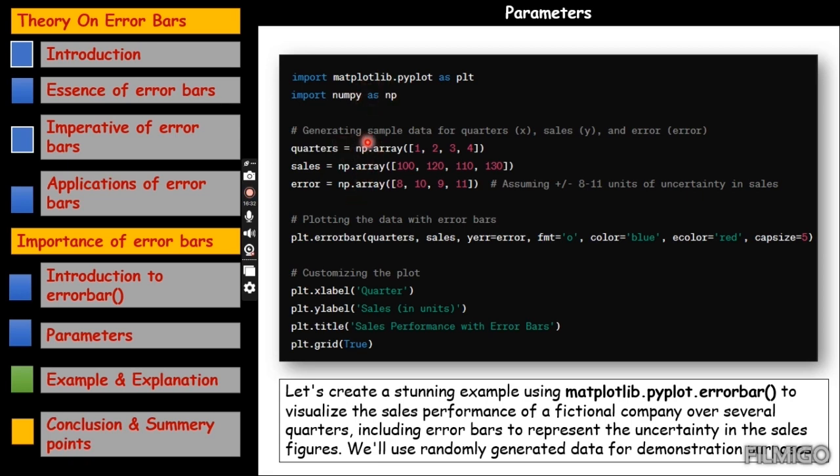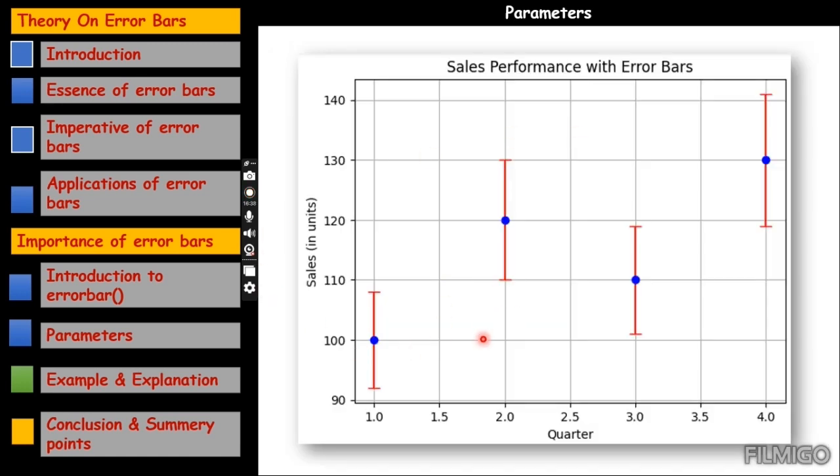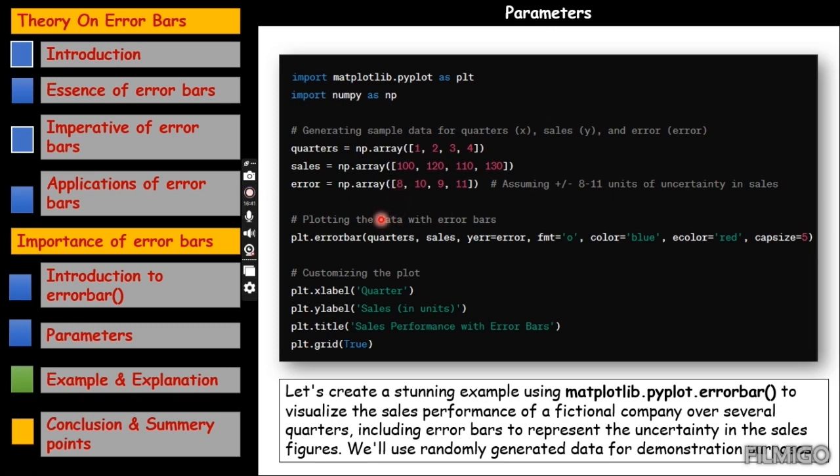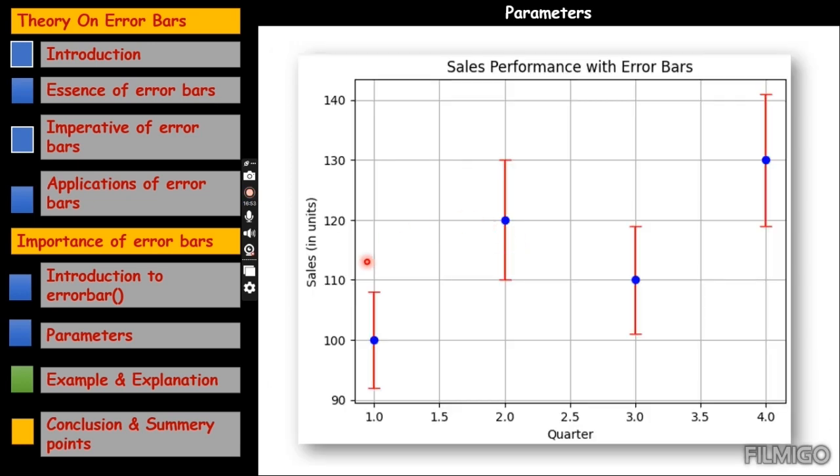We generate sample data for quarters (x-axis), sales (y-axis), and error (uncertainty in sales figures). In this example, we have 4 quarters and corresponding sales figures along with the uncertainties, error. We use the plt.errorbar function to plot the data points along with error bars. We pass the quarters as x, sales as y, and error as yerr, since we are representing uncertainty in sales figures. Additionally, we specify the marker style fmt equals 'o' for circles, the color of data points color equals 'blue', the color of error bars ecolor equals 'red', and the cap size of error bars capsize equals 5.